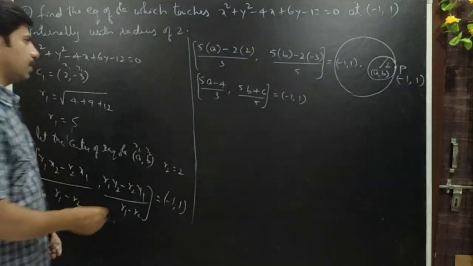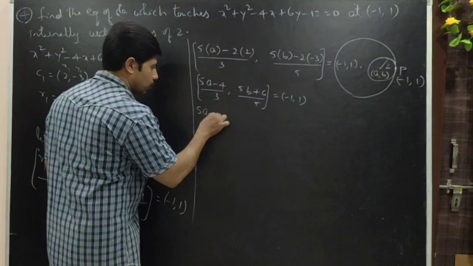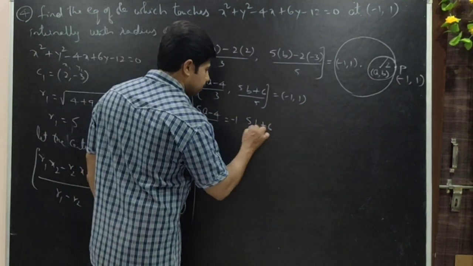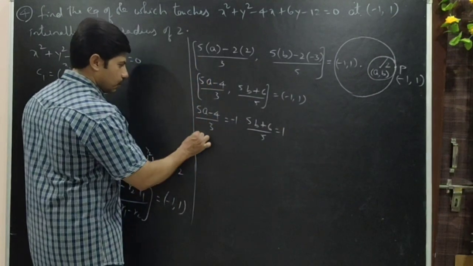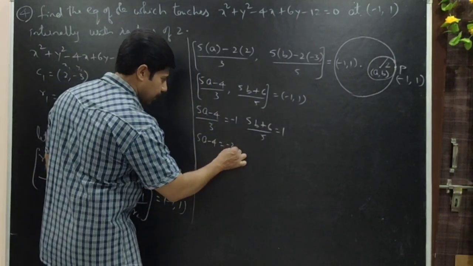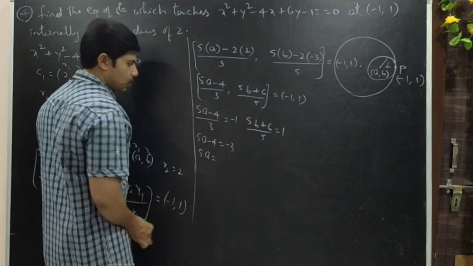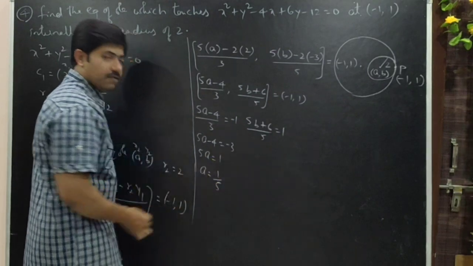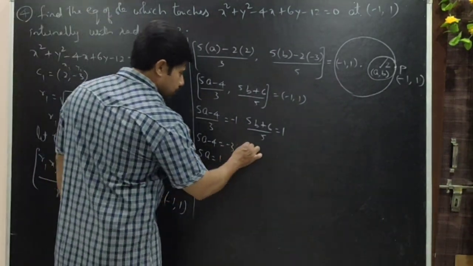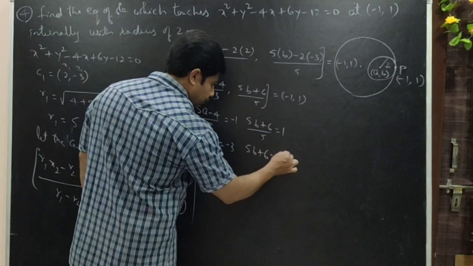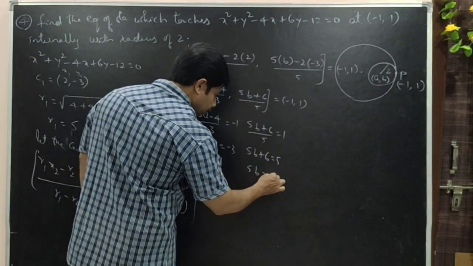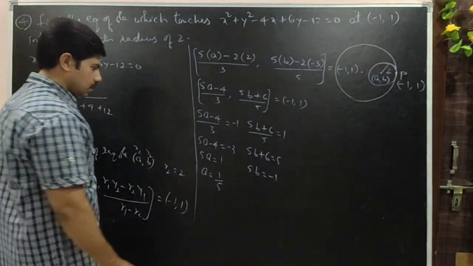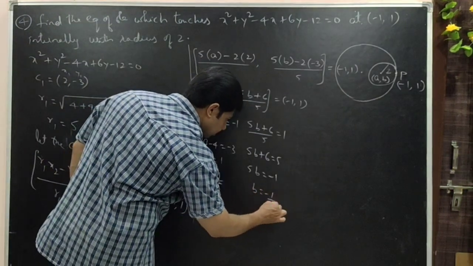Now I'll split. That is 5a minus 4 by 3 is equal to minus 1, and 5b plus 6 by 5 is equal to 1. So 5a minus 4 is equal to minus 3. So 5a is equal to minus 3 plus 4, which is 1. A value is 1 by 5. Then we find b. So 5b plus 6 is equal to 5. 5b is equal to 5 minus 6, which is minus 1. So b value is minus 1 by 5.